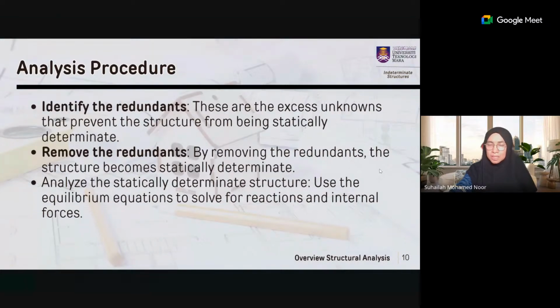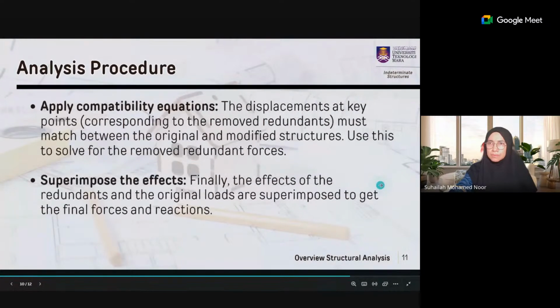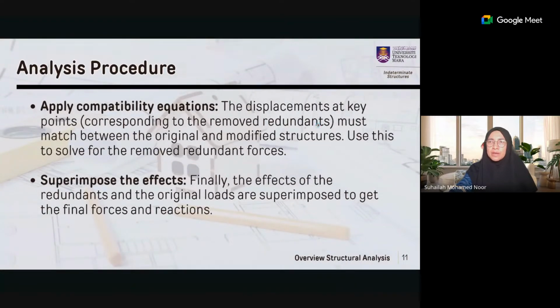The structure after removing the redundant is called the primary structure. So for the analysis, we will analyze the primary structure and the redundant structure, and both are determinate structures, not indeterminate anymore. Okay, so we will remove the redundant, and after that we have to apply the compatibility equation.